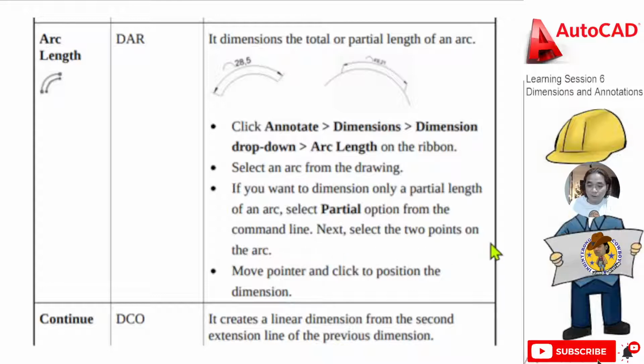Next, select the two points on the arc like this one. Then move the pointer and click to position the dimensions. Okay, so for continue, you can type DCO as the shortcut in the command line. To do that, it creates a linear dimension from the second extension line of the previous dimension.